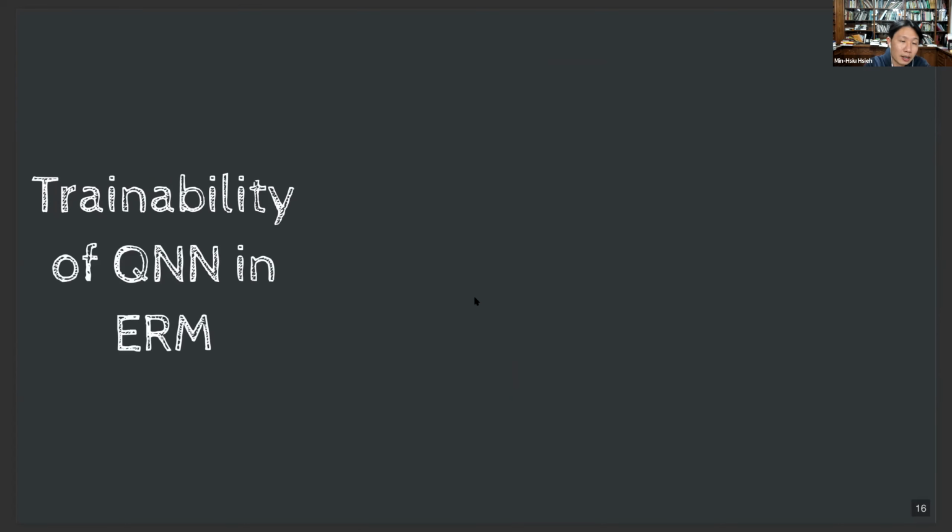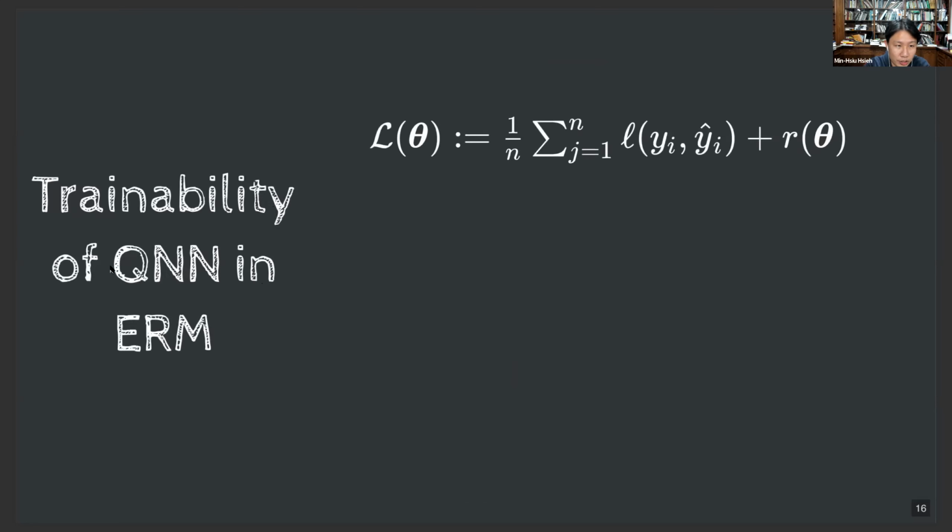Next we study the trainability of QNN in a more restricted setting. So we use the empirical risk minimization framework. Normally if you use ERM, the basic idea is that you don't know the true data distribution, so instead you use the empirical distribution. Here we use the quantum circuit to generate y_i hat, and then the loss function is the mean square loss function. What is slightly different is that here we include a regularization term. You can choose an L2 norm as a regularizer.